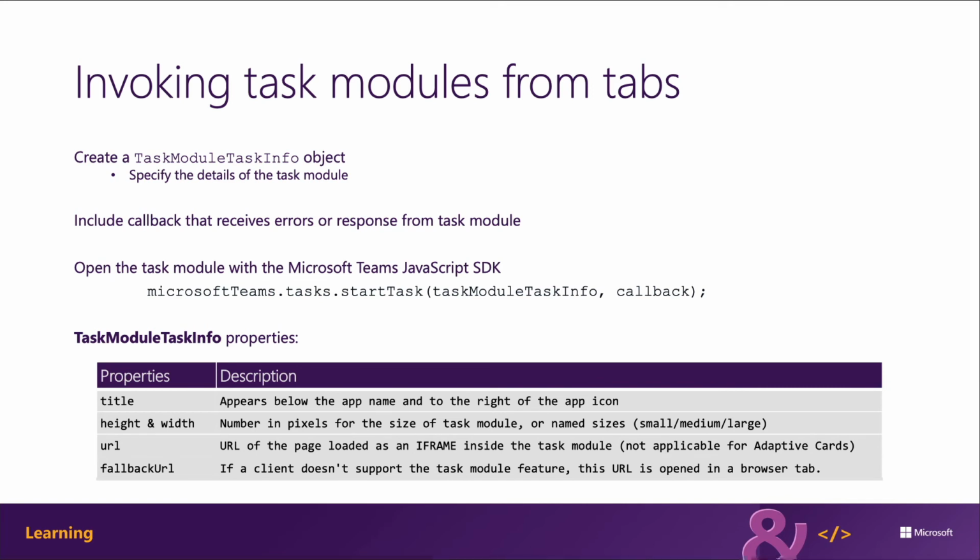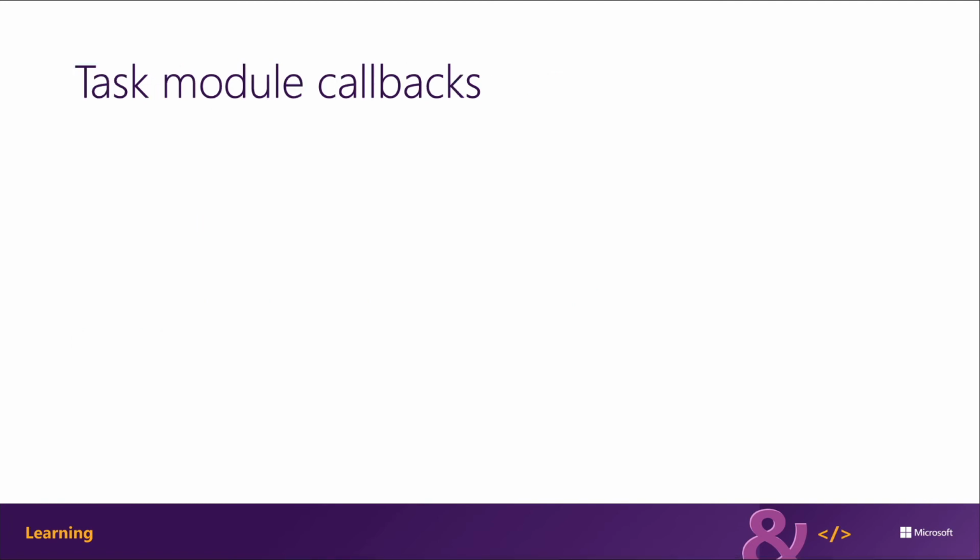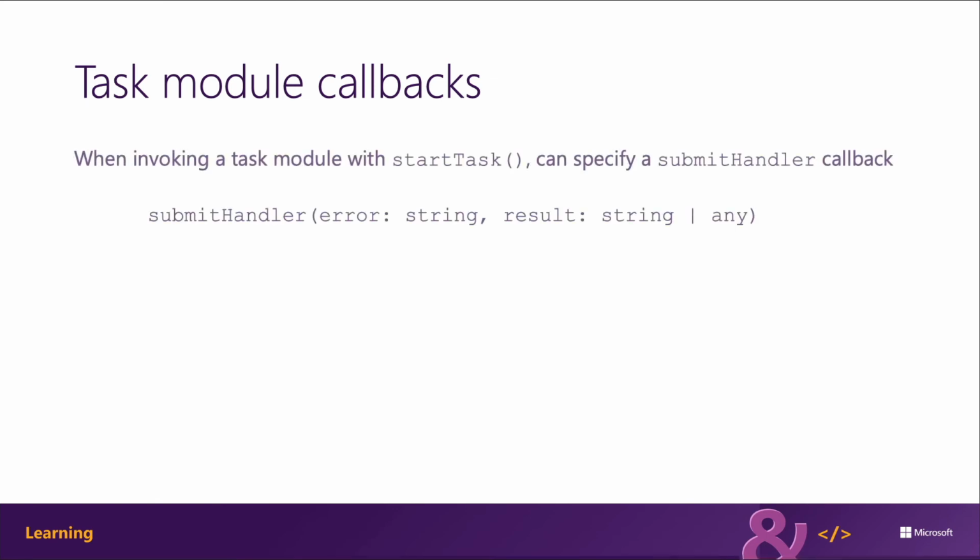Now, the second parameter of the startTask method is the callback. And the callback can receive a couple different parameters. The callback parameters it can receive are an error object or a string, and a result string, or the result can be really anything. Microsoft Teams will execute the callback if there's an error or when the task module triggers it.